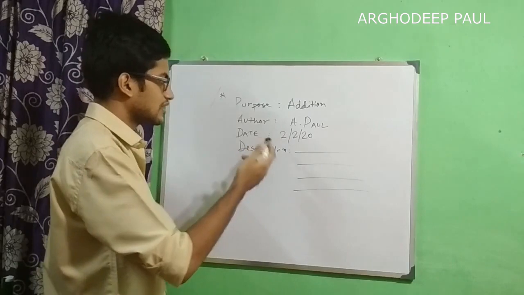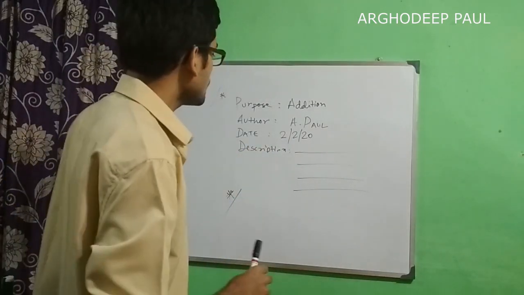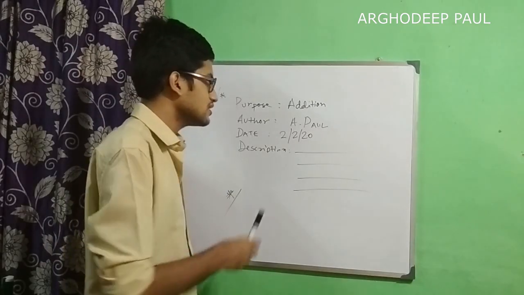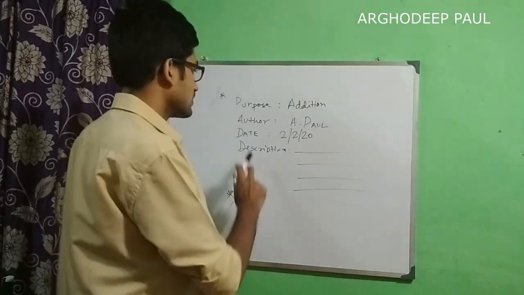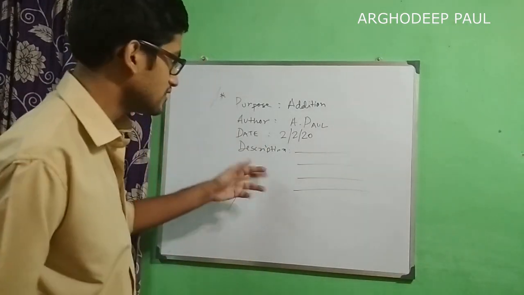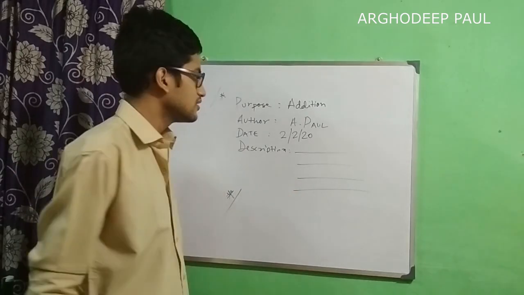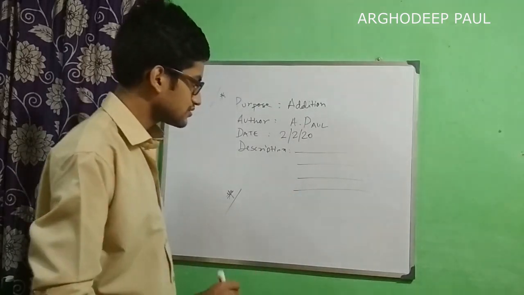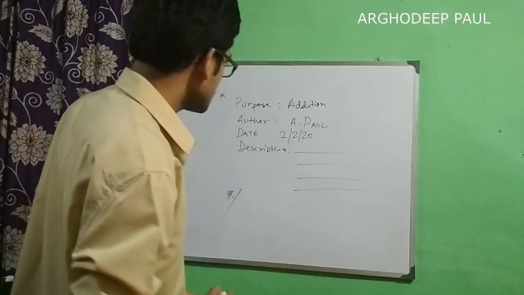Next is the author, the developer who has written this file. The author is none other than the developer who has written this source code. The date is the date when this file was written, and the description is the detailed purpose of the program.